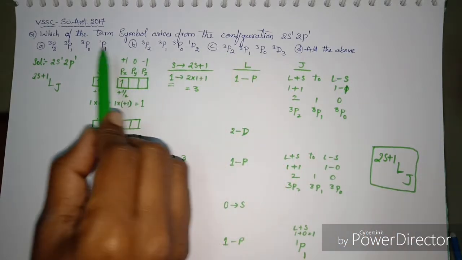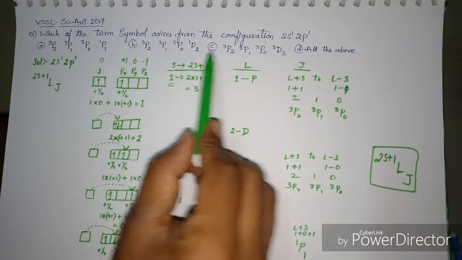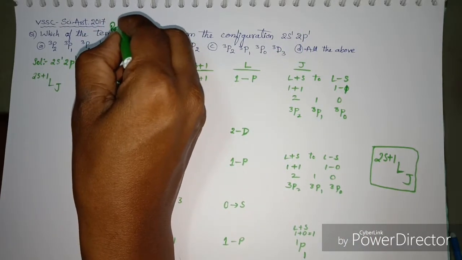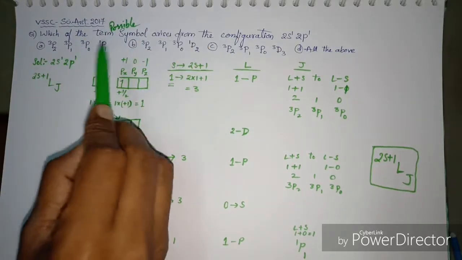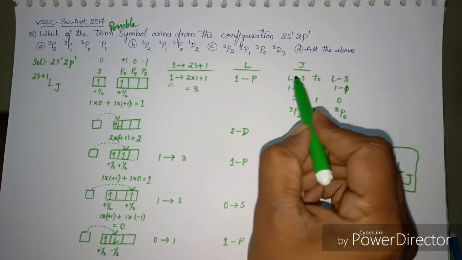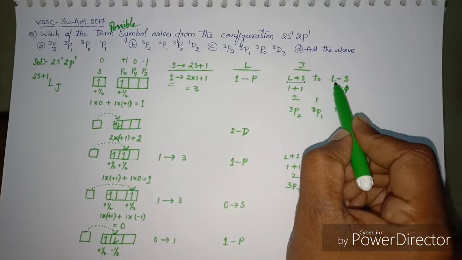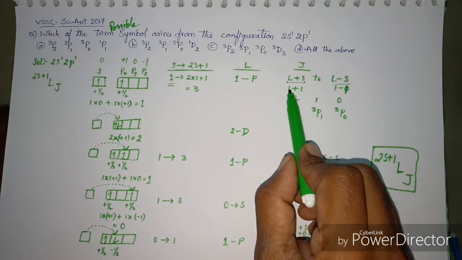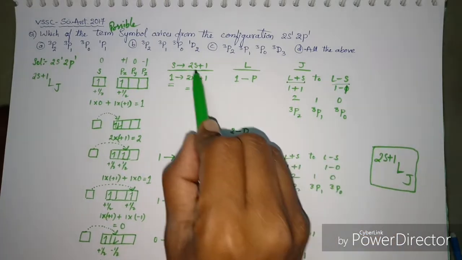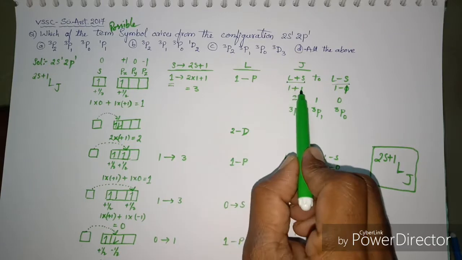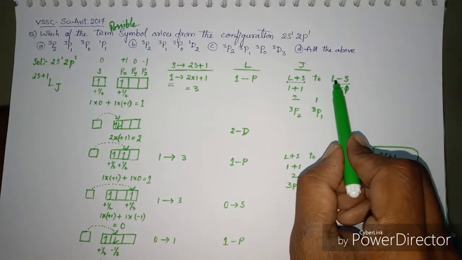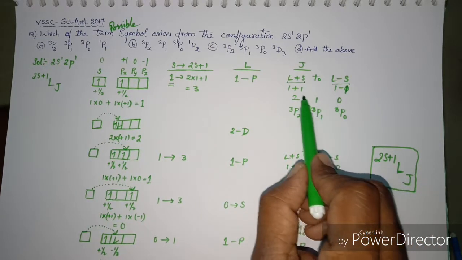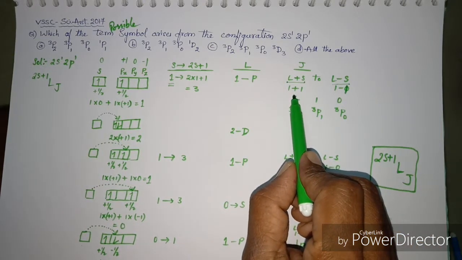But here, if you observe, more than one term symbol is possible for this configuration. So we have to understand this question as asking for possible term symbols. When we come across possible term symbols, we calculate from L plus S to L minus S. What is the L value? 1. What is the S value? Not the 2S plus 1 value, only the S value, which is 1. So 1 plus 1 is 2, up to L minus S, 1 minus 1, 0. In between, there is 1.